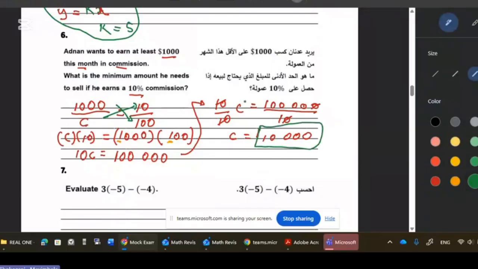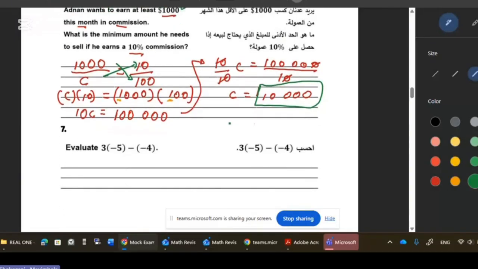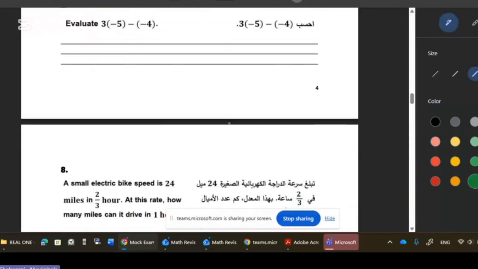All right. So this one here I was just using C just so that you understand I'm dealing with commission. It does not mean this is commission. All right. So he needs to sell 10,000 in order for him to get how much? 1,000 commission. I hope I'm making sense. Okay. But when you are using this one here, it will be very easy for you to find the answer. Okay. You can use any letter you want, as I've said. Okay. Now let's move on to the next one.